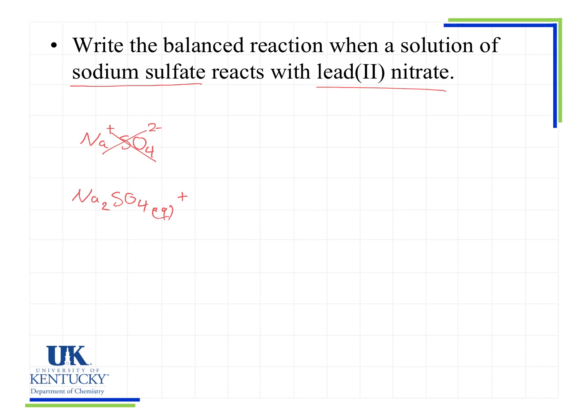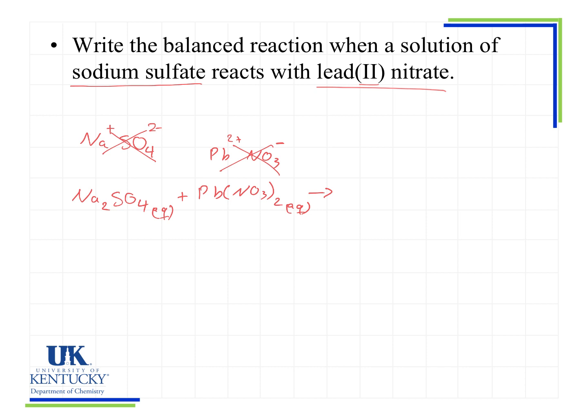Plus lead nitrate, so it's Pb, and it's 2 plus. And nitrate is a polyatomic ion that you have to memorize with the charge, 1 minus. So you crisscross the charge, so it's Pb(NO3)2. Okay, is it soluble? Yes, all nitrates are soluble, so it's aq.